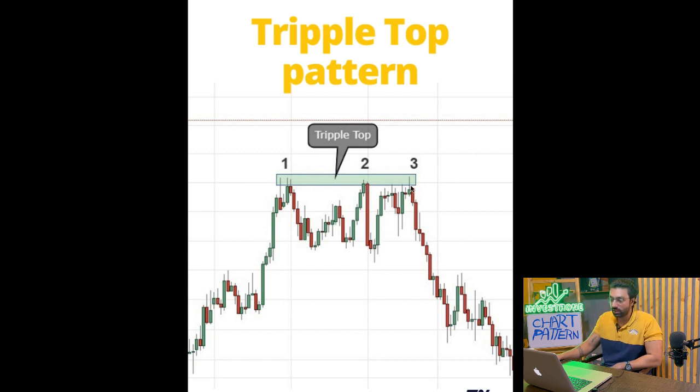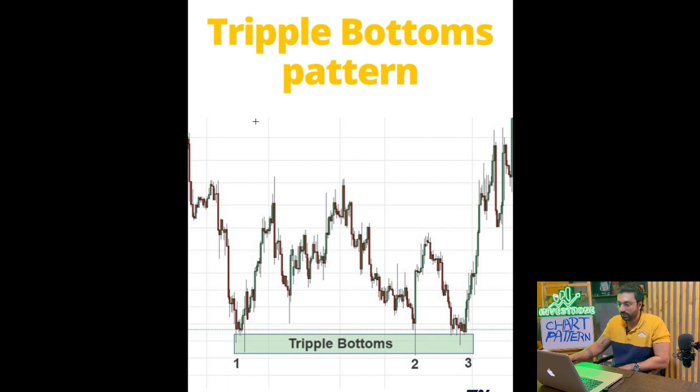The market goes up. The third time, it tests the same resistance, but it couldn't break. So the market goes down again. And this time, the market breaks the neckline and goes down deeper. So traders, here you can see it's the total opposite of the triple top pattern.